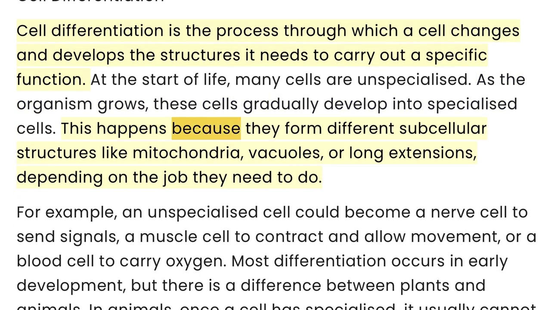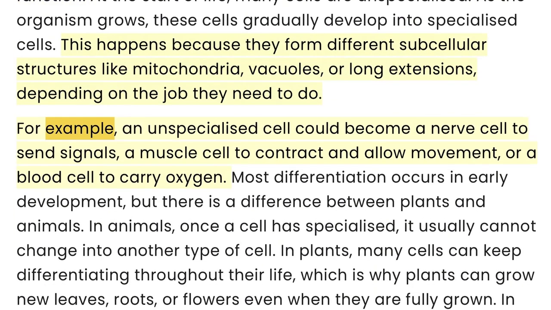This happens because they form different subcellular structures like mitochondria, vacuoles, or long extensions depending on the job they need to do. For example, an unspecialized cell could become a nerve cell to send signals, a muscle cell to contract and allow movement, or a blood cell to carry oxygen.